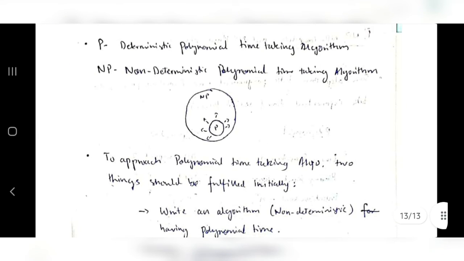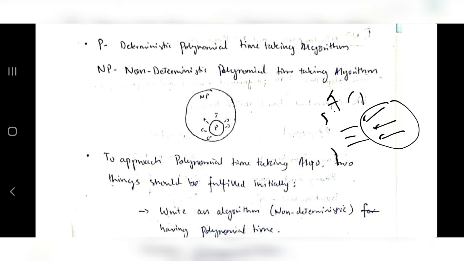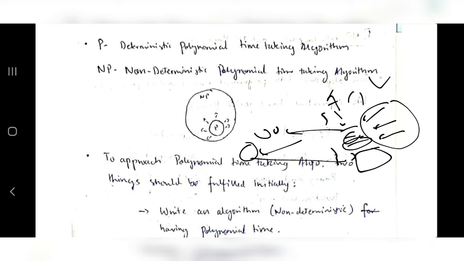The second thing is, what is P? P means deterministic polynomial time-taking algorithm. You can take the example of the algorithm which adds two numbers: take the input of two numbers, add them, and then display the result. In each line of code, we know what it does. It takes the two numbers, stores them in some registers in memory, then adds them and stores the sum in the result register, then displays the result on the screen. So this is deterministic, and it takes polynomial amount of time.